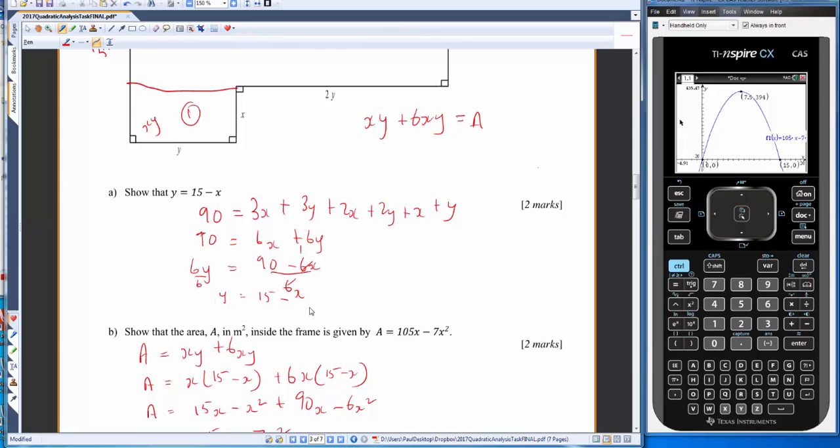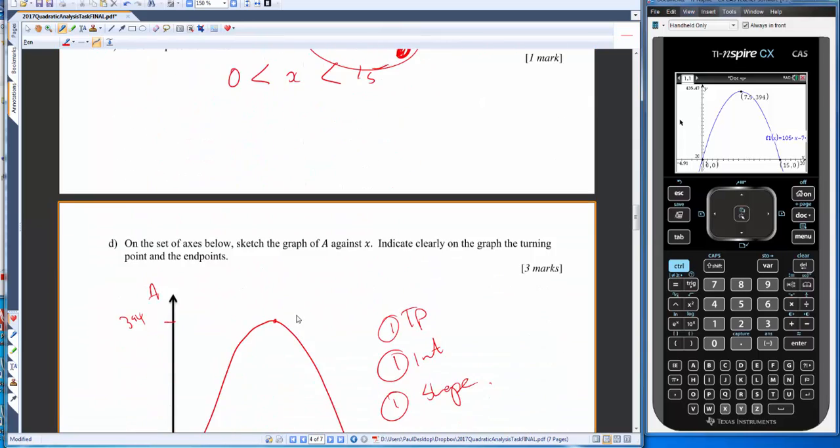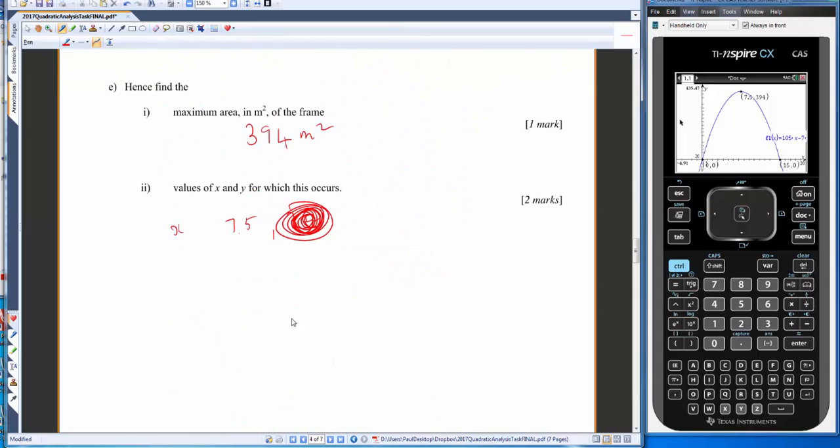y equals 15 take away x. And if y equals 15 take away x, and x is 7.5, then y equals 15 take away 7.5, y equals 7.5. Okay, so they were your 2 values there.